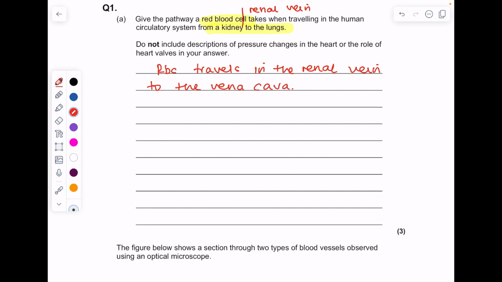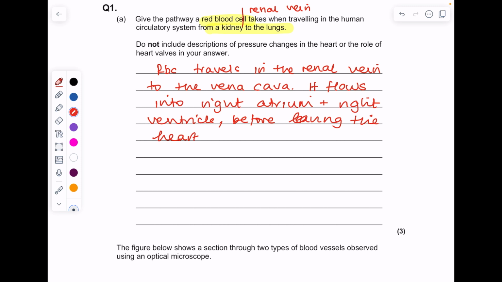At this point, it's going to enter the heart. It's going to enter the right side of the heart, the deoxygenated side. So it flows into the right atrium and right ventricle before leaving the heart. Remember, if it's leaving the heart, it must be entering an artery. Because it's going back to the lungs, the word meaning lungs is pulmonary. So it's going to leave the heart in the pulmonary artery.